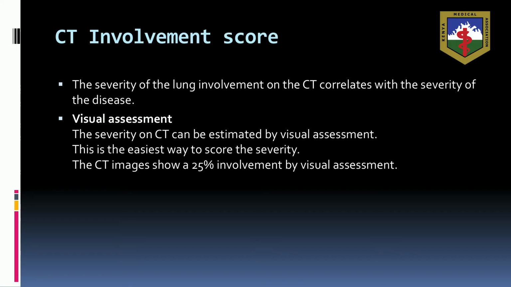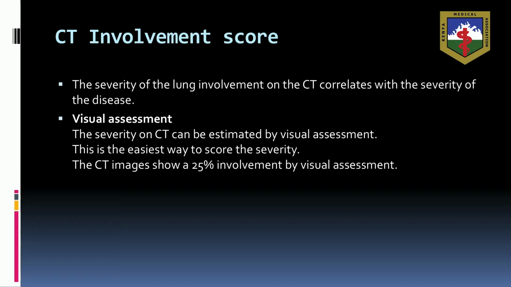Now, CT involvement score, I'll bring it in as this severity score. You will understand on the report. It tells you the severity of the lung involved on the CT, and it correlates with the severity of the disease. So the first thing is visual assessment, where the radiologist will tell you, all right, it appears that 25% of the lung has been involved. Remember, COVID is a pandemic that is evolving.